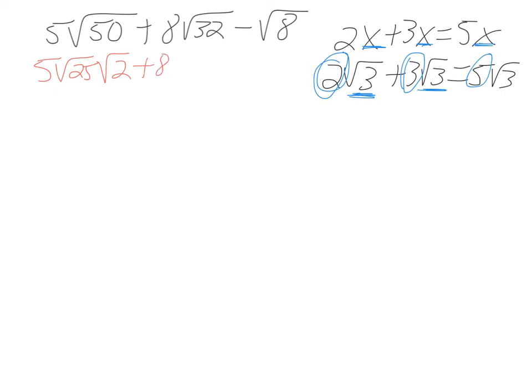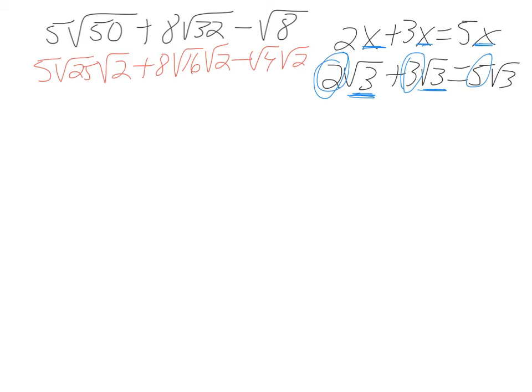Plus 8, what's the biggest perfect square that will go into 32? So take some time to think about that. But the largest perfect square that will go into 32 is 16. So square root of 16, square root of 2. And my last one, the largest perfect square that will go into 8 is 4. And then square root of 2, because 4 times 2 is 8.